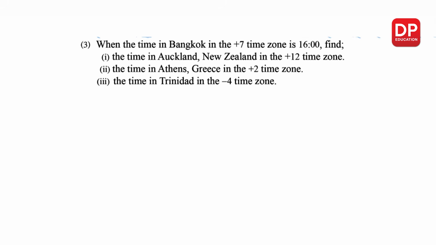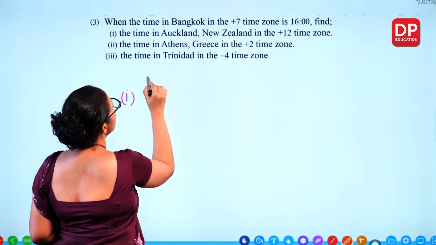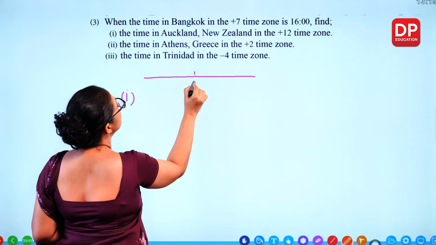Question number 3. When the time in Bangkok in the +7 time zone is 16 hours, find the time in Auckland, New Zealand in the +12 time zone. We draw a diagram. +7 is Bangkok.